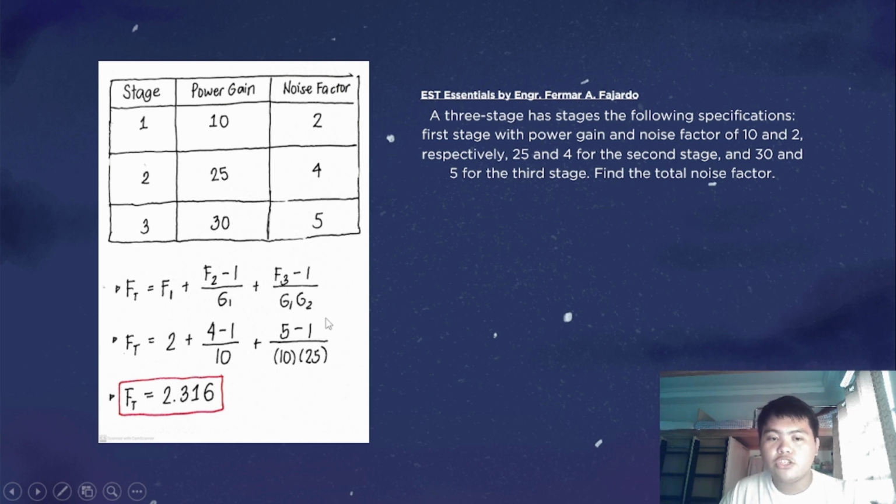We will substitute all the given values into it and we get 2 plus 4 minus 1 over 10 plus 5 minus 1 over 10 times 25, and we get 2.316. So therefore, the total noise factor of the three-stage amplifier is 2.316.